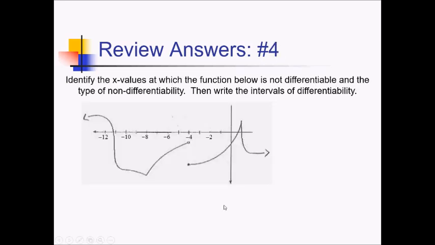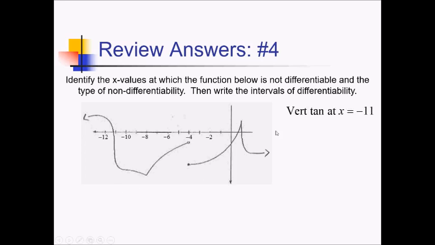For this problem, we want to identify the x values at which this function is not differentiable, and then write the intervals of differentiability using this. So going from left to right, we see our first non-differentiable spot at negative 11. This is actually the hardest one to spot, but this is a vertical tangent, a slope of exactly infinity at exactly one spot. It's a perfectly vertical tangent line.